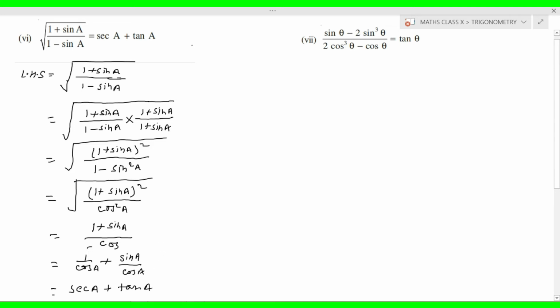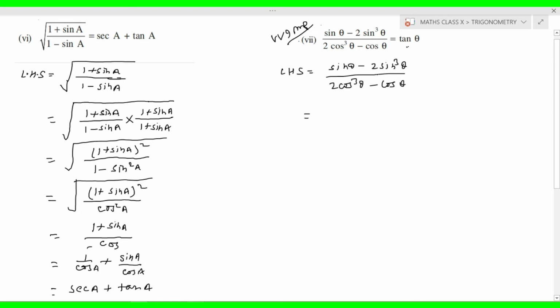This is also a very important question and you can do it in a very simple way. So here the LHS is sin theta minus 2 sin cube theta divided by 2 cos cube theta minus cos theta. Now we have to keep in mind the RHS, what we need to prove. We need to prove tan theta. In the numerator, sin is common and in the denominator cos is common, and we know sin theta by cos theta is tan theta, so we can get it easily.